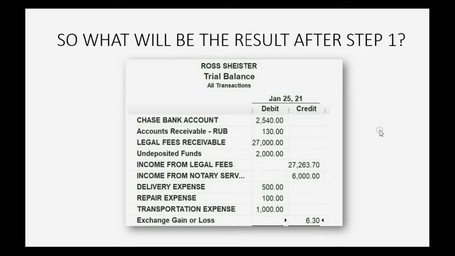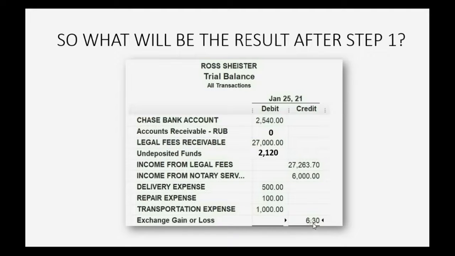So what will be the result after step 1? Just recording the payments into undeposited funds. Well, if they paid all 10,000 rubles, then accounts receivable rubles will go down to 0. And because they were worth 120 US dollars at the moment we received them, then undeposited funds will increase by $120 and become 2,120. And the difference is a $10 loss.